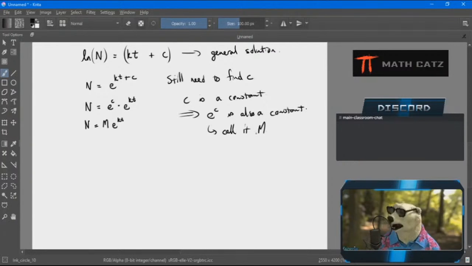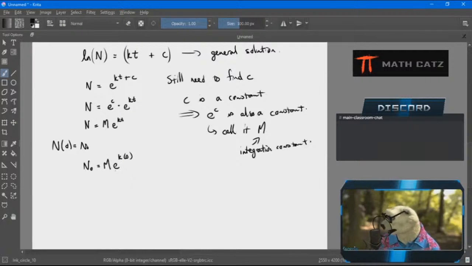So now M is just another version of my integration constant. This is still an integration constant, but soon it's going to be a much nicer version. So now I'm going to use the fact that at time 0, I have an initial population n0. So that is what goes in place of my population size, and I put 0 in place of time. Now e to the 0 is just 1, so that means that my integration constant is the initial population size.